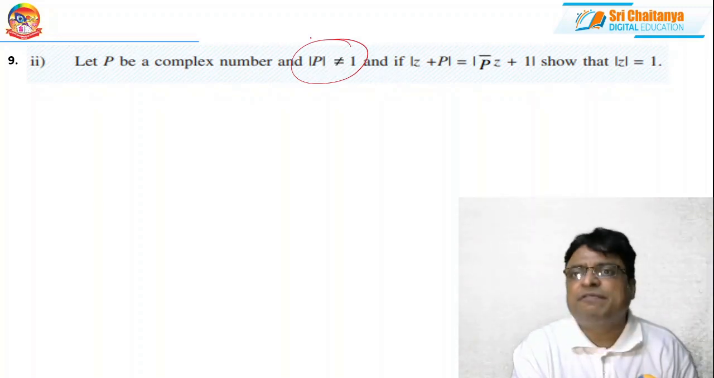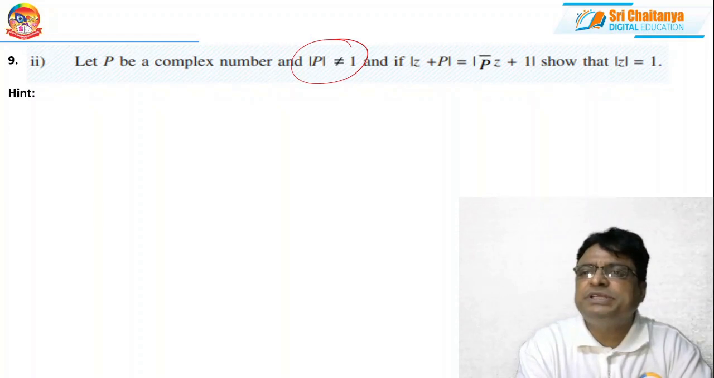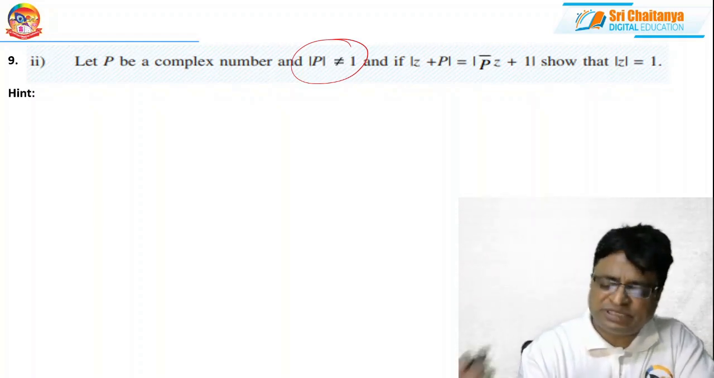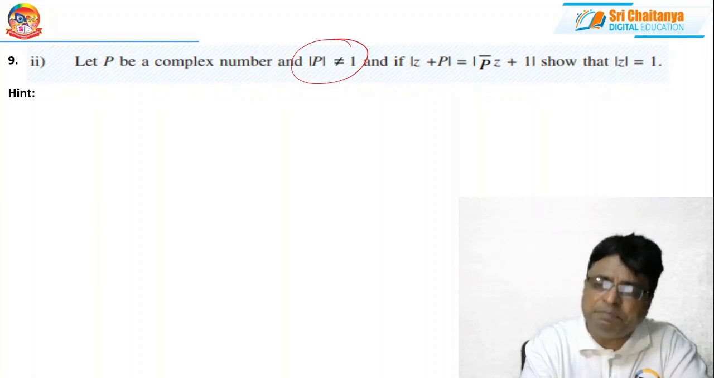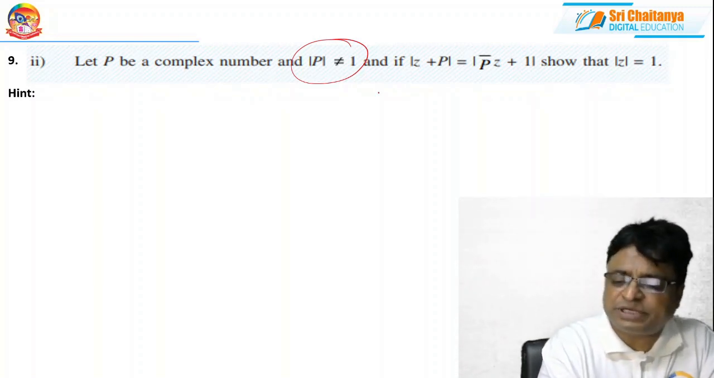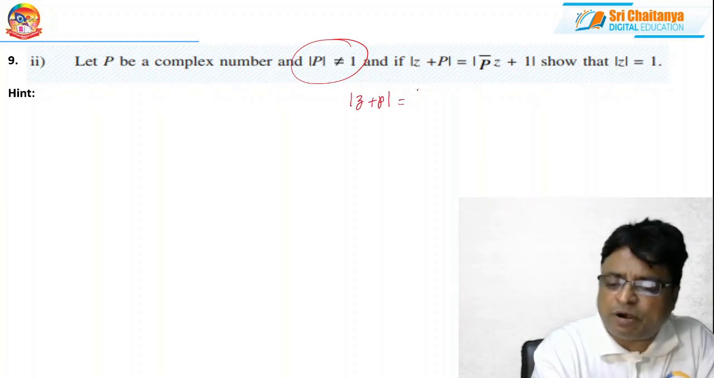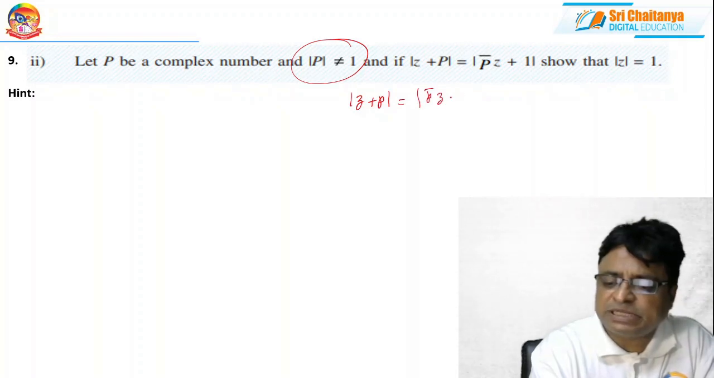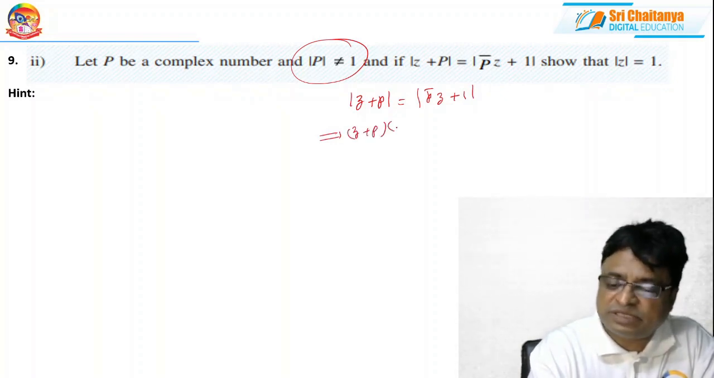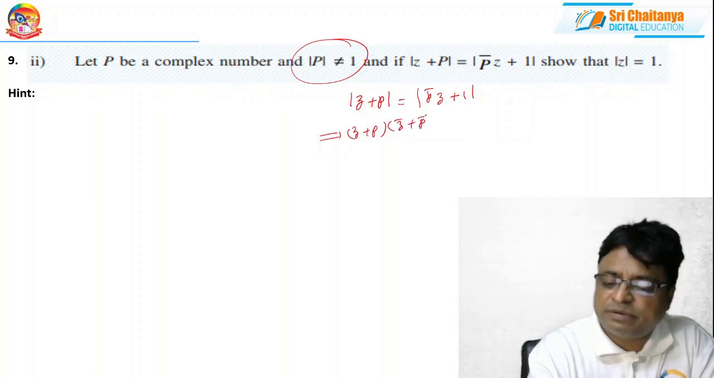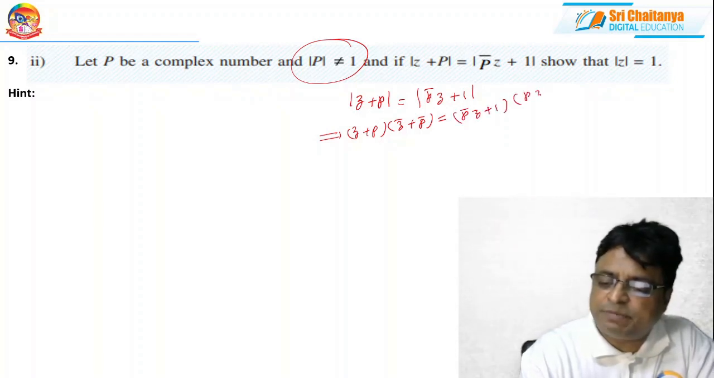And if mod of z plus p equals mod of p bar z plus 1, then mod z is equal to 1. Several times questions were repeated on this particular model, but try to understand the standard format. Mod z plus p equals mod of p bar z plus 1. Square on both sides. So z plus p into its conjugate, z bar plus p bar, is equal to p bar z plus 1 into, after taking the conjugate, p z bar plus 1.